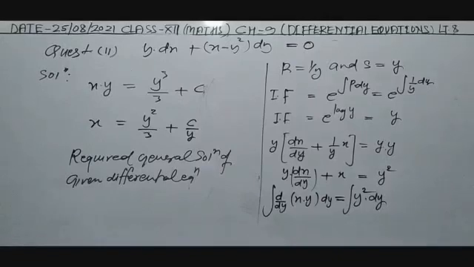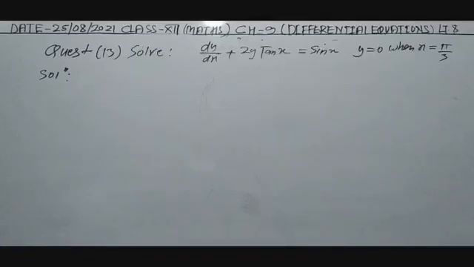Now come to the next question. The next question is question number 13. Solve the differential equation dy by dx plus 2y tan x is equal to sin x, y is equal to 0 when x is equal to pi by 3. So in this question we can find the general solution, and also the particular solution with the help of y is equal to 0 and x is equal to pi by 3.